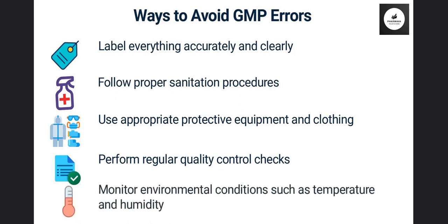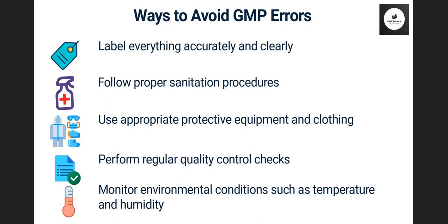Monitor environmental conditions such as temperature and humidity. Monitoring environmental conditions such as temperature and humidity is critical for ensuring product stability and safety. This includes monitoring and controlling temperature and humidity levels throughout the manufacturing process, as well as conducting regular environmental monitoring to ensure that conditions remain within acceptable ranges.